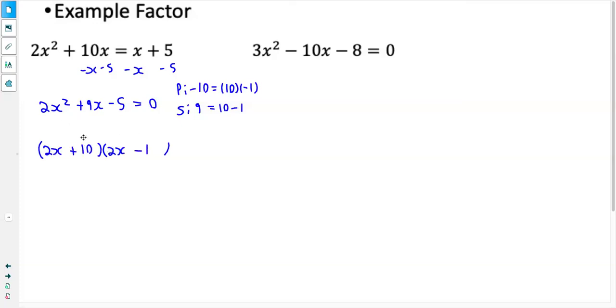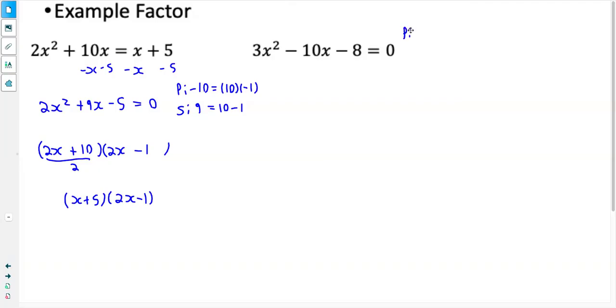Now, we see that if we multiply this out, we'd have a 4x squared. So that's why we have to divide one of our brackets by this 2 that's in front. So I would divide this one by the 2 in front. So that gives us x plus 5 times 2x minus 1. So you'll find that that matches the answer we came up with previously.